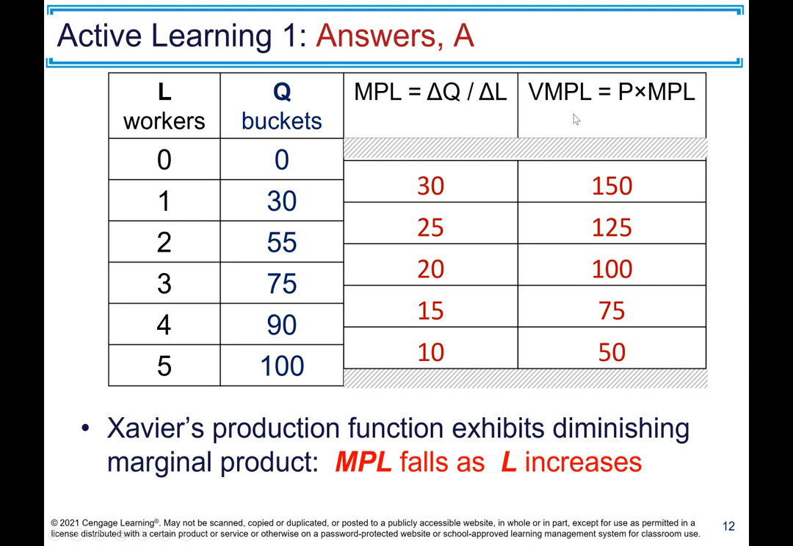For VMPL, the value of the marginal product is the price times the MPL. So if the price is 5, then 30 times 5 is 150. 25 times 5 is 125. 20 times 5 is 100. The value of the marginal product is the price of the product times the marginal product of labor.